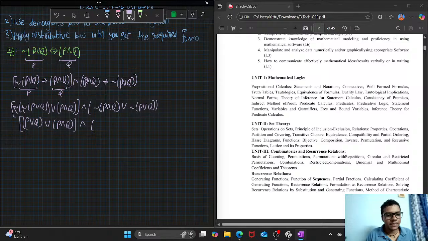And now you distribute this using De Morgan's law, negation of P or negation of Q, or, and distribute it again, negation of P and negation of Q. Right, I think we got something here. So what are we trying to get here? The DNF. That means disjunction, that means they should be connected by an OR. So this is connected by an OR.